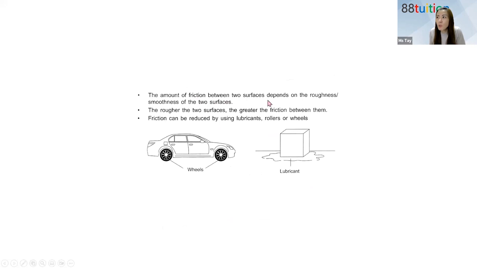The amount of friction between two surfaces depends on the roughness or the smoothness of the two surfaces. Remember I said about water on the road, and the tire. So the rougher the two surfaces, the greater the friction between them. Imagine two pieces of sandpaper, rough surfaces in contact. Is it easy to move them? No, it's not easy because it's too rough. There's a lot of friction. You need to put in a lot of energy and force to get them to rub against each other. Not easy, but still can happen.